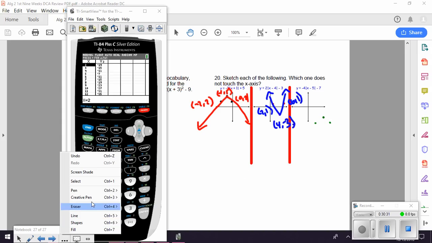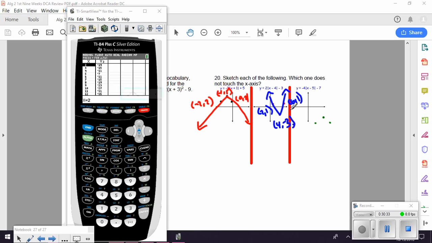So let's graph them. The vertex was 5, negative 7. The other points were 6, negative 11, and 4, negative 11. So this one does not touch the x-axis. And this concludes your review.